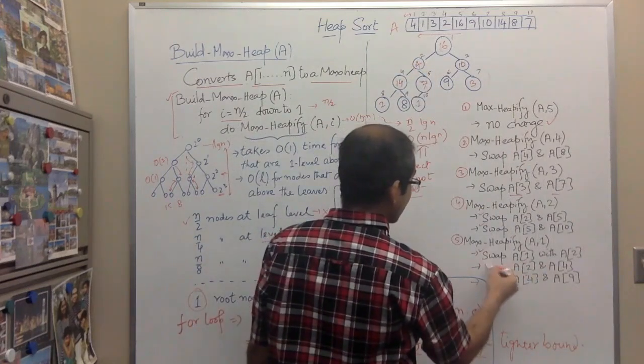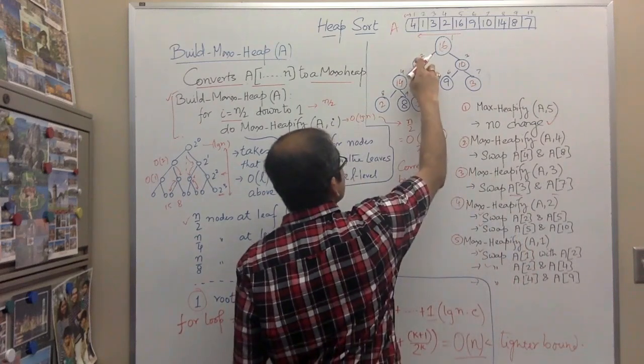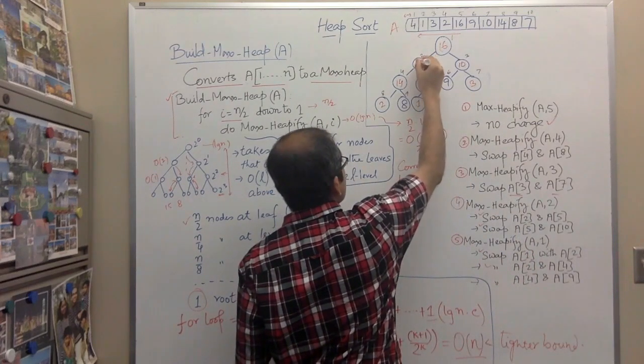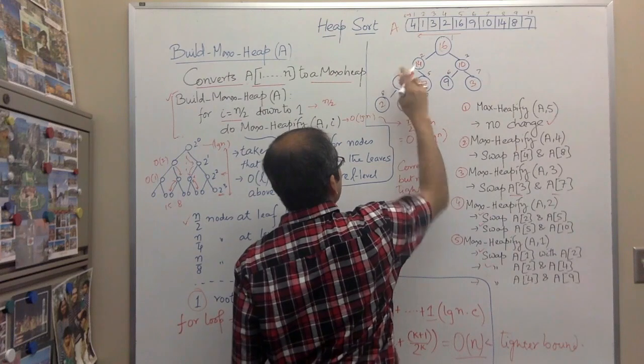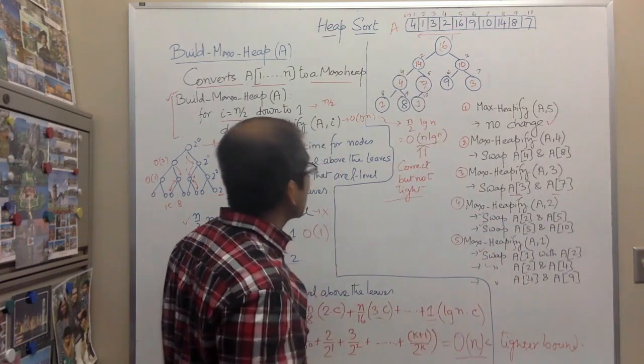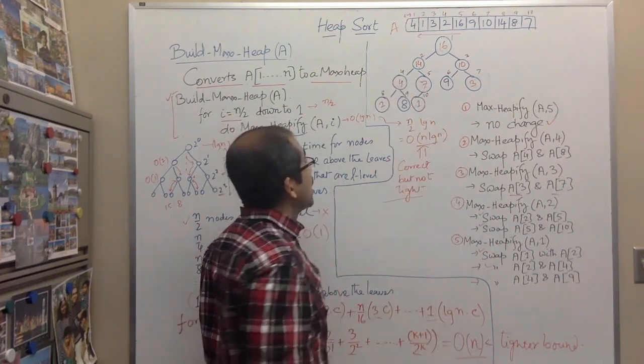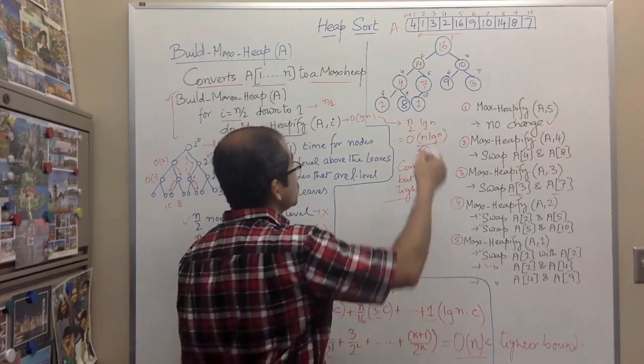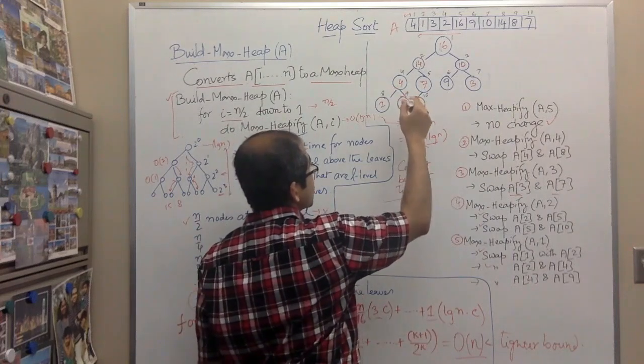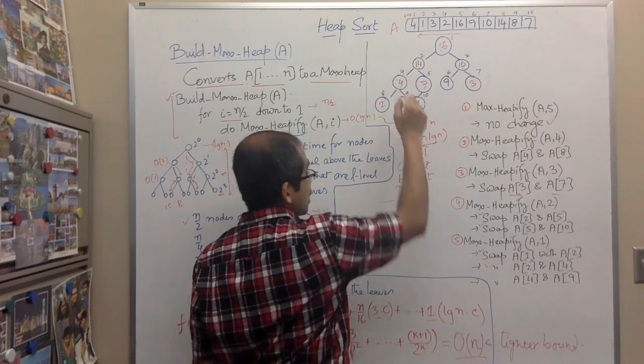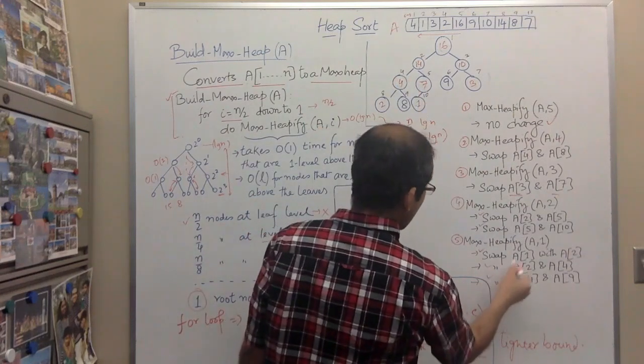So A2 and A4 we swap. You see, this one will become 14 and this will become 4. Now this 4 is again violating the max heap property. So what we do, we swap with the largest, which is 9, A9 with A4. Okay, A4 and A9 we swap.